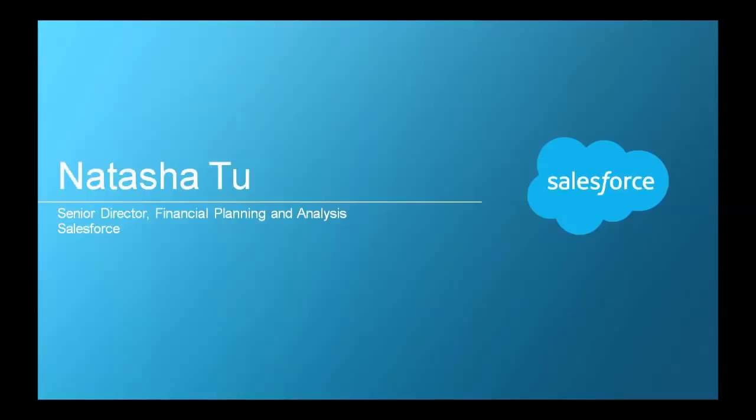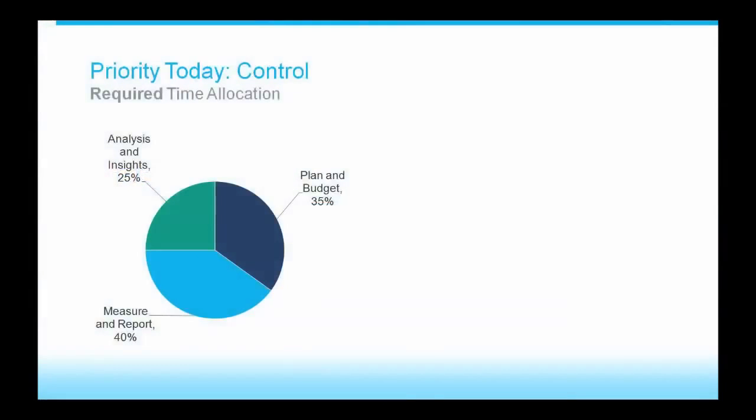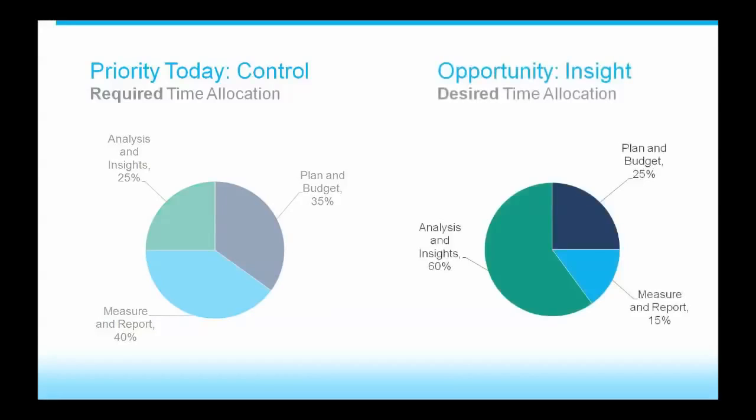in our organization. As a finance organization, our number one priority is maintaining control. It's to ensure accuracy in our financial forecast and accuracy in our financial reporting. So most of our time is naturally spent on reporting and measuring performance, followed of course by planning and budgeting. However, as trusted advisors, our biggest opportunity is providing insights to our business partners in order to make informed decisions.